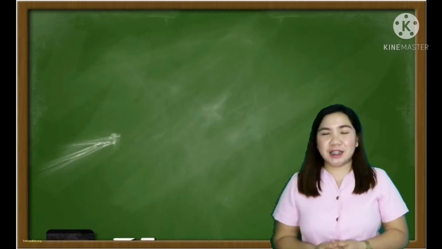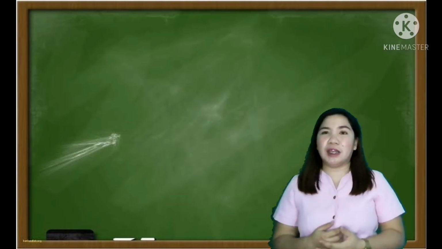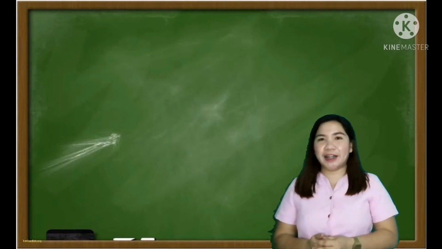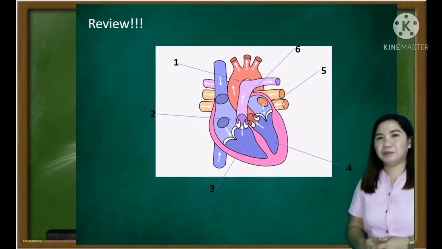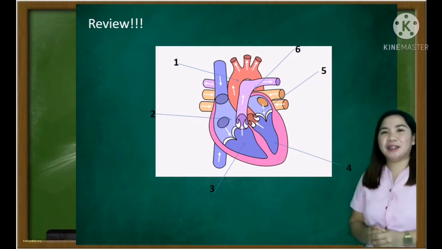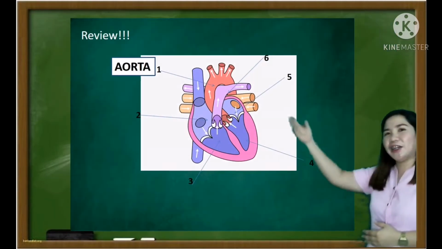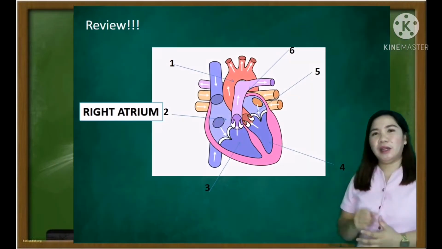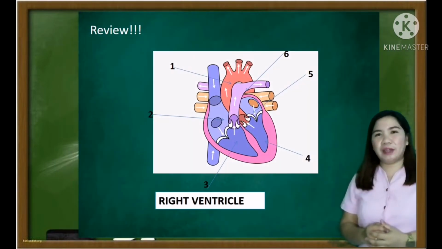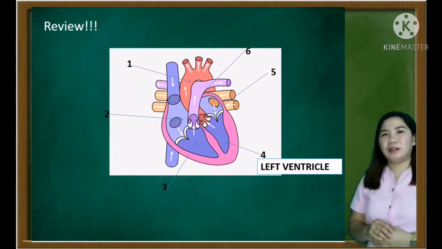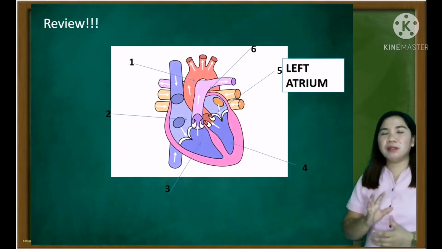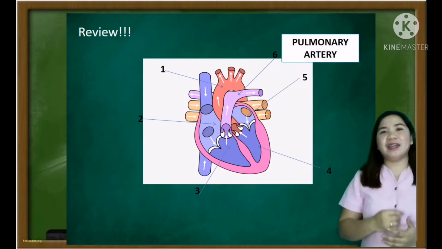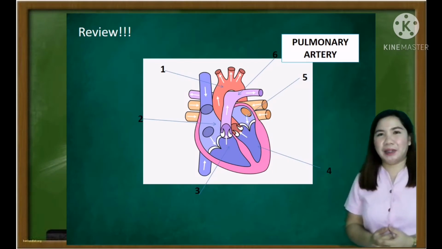Before we further discuss our new lesson, let's have a quick review of the things that we have discussed last time. So, let's identify the different parts of the heart. Number 1. That's right. It is the aorta. Number 2. Right atrium. 3. Right ventricle. 4. Left ventricle. 5. Left atrium. And 6. That's right. That is pulmonary artery.